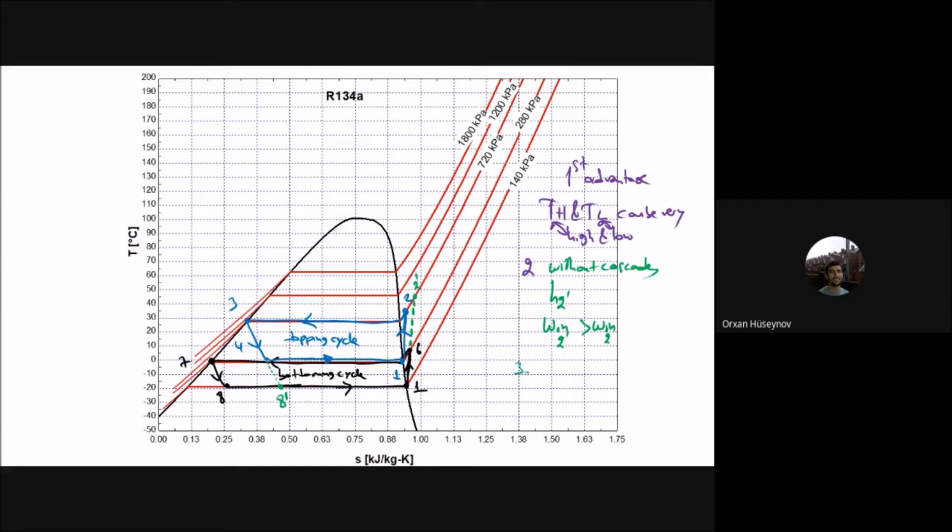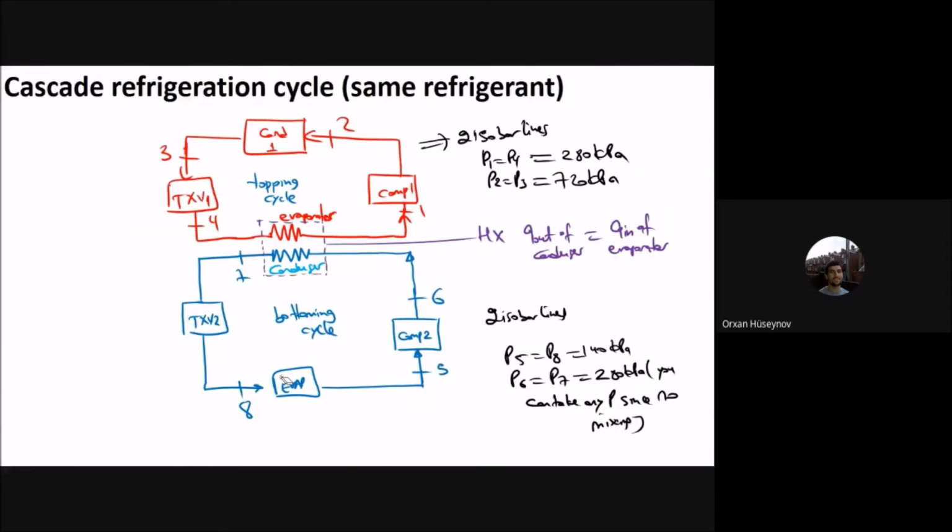Okay, so the third one is that with cascade, QL increased. Why did it increase? Because of the enthalpy at 8 prime minus the enthalpy at 8. In this amount of QL, you have the increased amount of QL. But if there was no bottoming cycle, this one would be the cycle that you are operating. But by using the topping cycle and the bottoming cycle, we have increased the cooling over this range here. Okay, so this is another advantage of the cascade refrigeration system. And here I've used the same refrigerant, but different refrigerants can also be used.